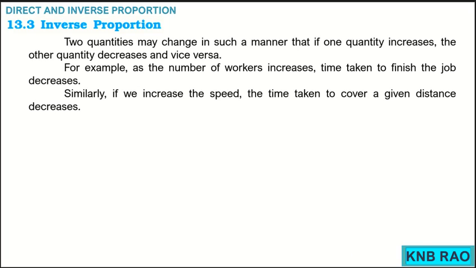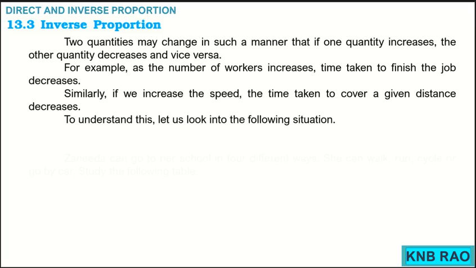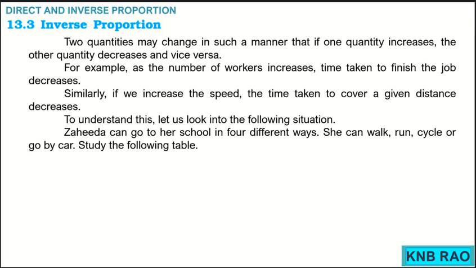let us look into the following table. Here in the situation, Jahida can go to her school in 4 different ways. 1. She can walk. 2nd. She can run. 3rd. She can pedal a cycle, or she can go by a car. Let us study the table.